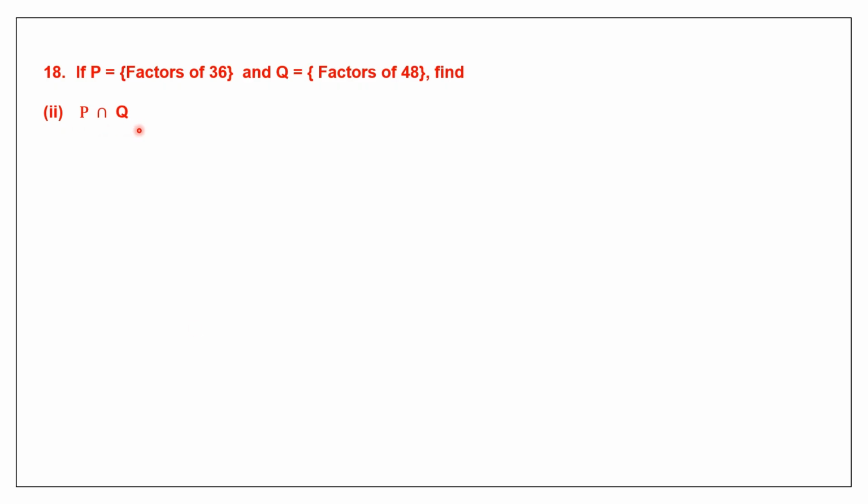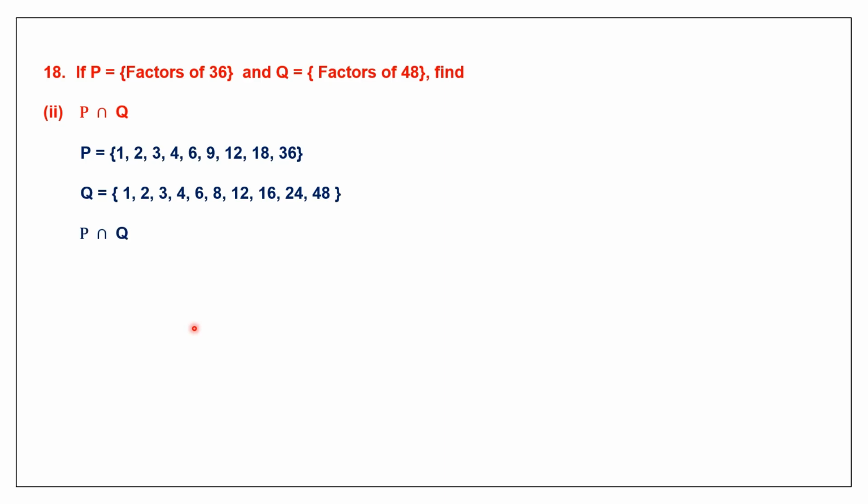Question 2 is we find the intersection of these two sets. So we already know the elements of set P, we know the elements of set Q. Now we have to find the intersection of these two sets. That means what are the elements that are common to both? Let's look for that. So 1 is common, 2, 3, 4, 6 is common. Now 9 is not there, 12 is common. That's it, isn't it? So let's write out all the elements of P intersection Q. 1, 2, 3, 4, 6 and 12. These are the elements of P intersection Q.